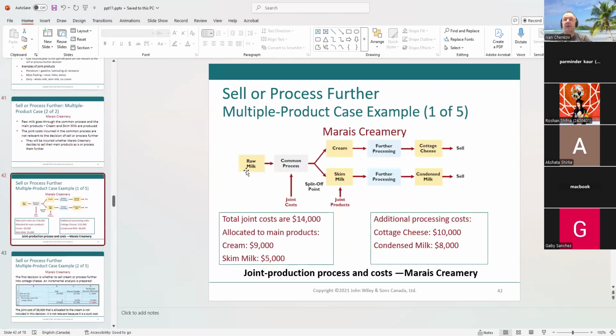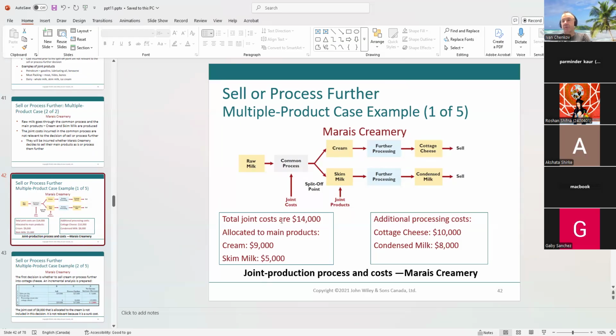So how is it going to be? We have this raw material, which is milk. Common process. At the common process, we split it into cream and skim milk. Now, cream, I can sell it as it is, but I can process it further and get cottage cheese and then sell it. Skim milk, the same. I can sell it as skim milk or process it further and make condensed milk and then sell it. Cream and skim milk are the joint products. Why? Because they're coming together from the raw milk.